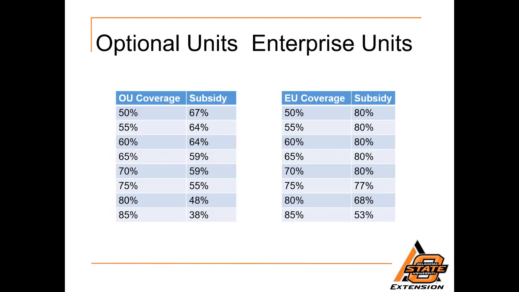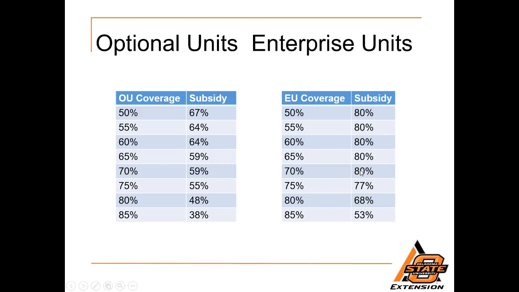Enterprise units tend to be quite a bit cheaper, and as these graphs show, we can see what the subsidy, or the government cost share portion of those coverage levels, is. So with optional units at 70% coverage level, we know that the cost share or subsidy on that is 59%. So the government is paying 59% of the cost of that insurance coverage. Now in enterprise units, if we go to the 70% level, we can see that that is subsidized or cost shared at 80%.